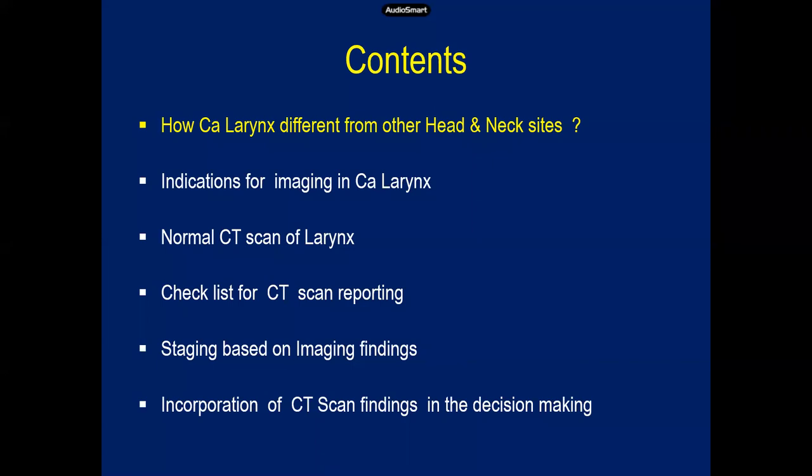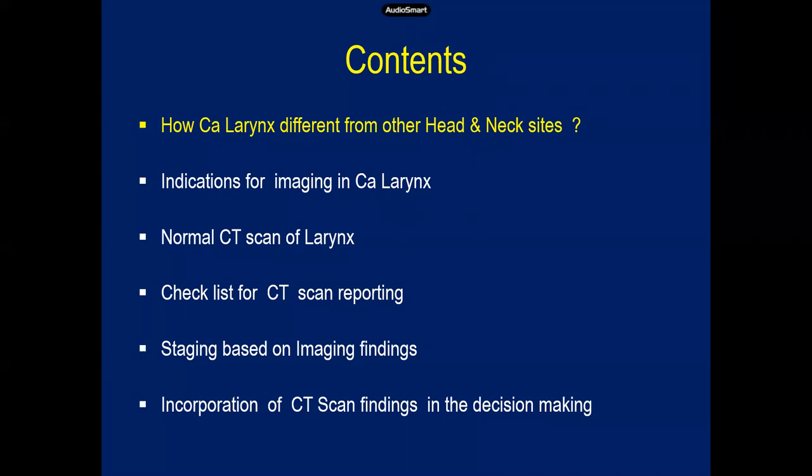It is based on the subsite involvement. If you have a tonsillar lesion extending into the soft palate, and the size is less than 4 centimeters, it is T2. But if you have a tumor in the glottis coming to the supraglottis, it is T2, irrespective of the size. Or a glottic tumor extending into the subglottis, it is T2, irrespective of the size of the tumor. So it is the subsite involvement which matters in larynx compared to oropharynx, oral cavity, or hypopharynx.